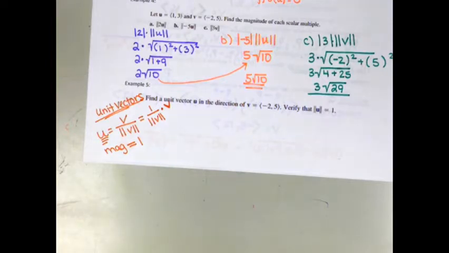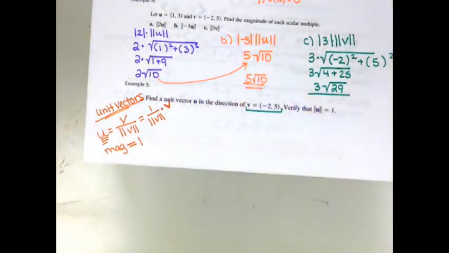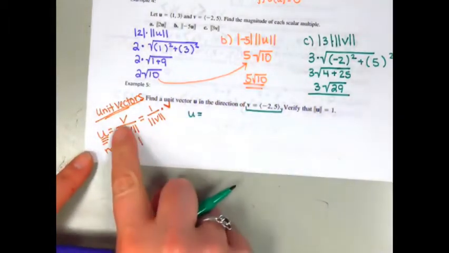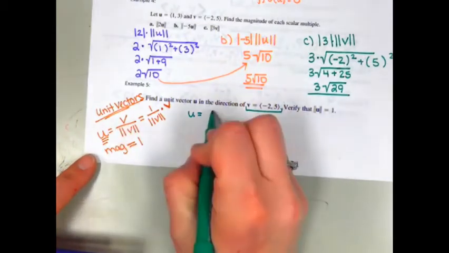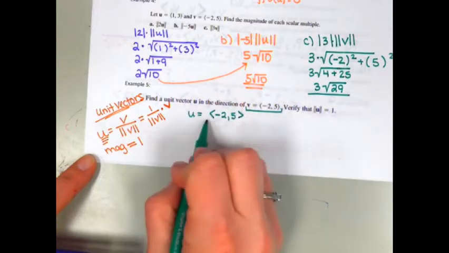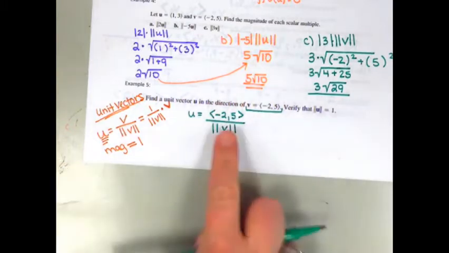All right, so find the unit vector u in the direction of v, -2, 5. Verify that the magnitude of that unit vector is 1, okay? So first, let's find the unit vector of v, okay? So to find our unit vector, we're going to take our vector v. What's my vector? -2, 5, and divide it by the magnitude of that. Well, how do I find the magnitude?